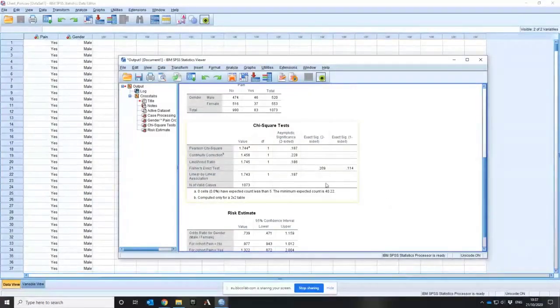The answer would be 1.456 if I asked for the test statistic, or it would be 0.228 if I asked for the p-value.